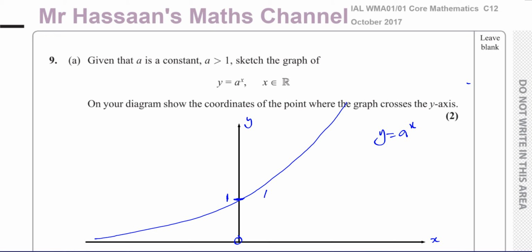So show the coordinates. I'll write it in coordinate form. If they said draw the asymptotes, then y equals 0, which is the x-axis, would be an asymptote, which you might have to mark. But they didn't ask you to do that. So that's fine for part A. That's the answer to part A. 2 marks, and that's done.